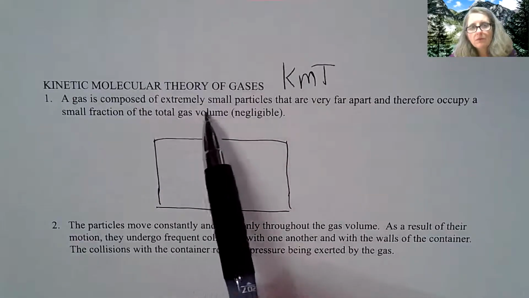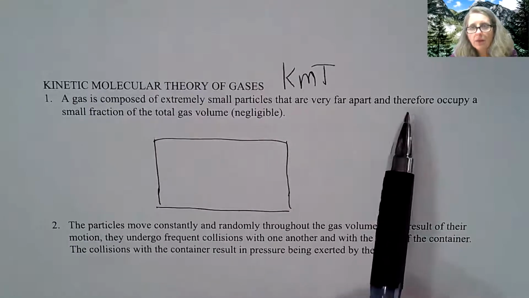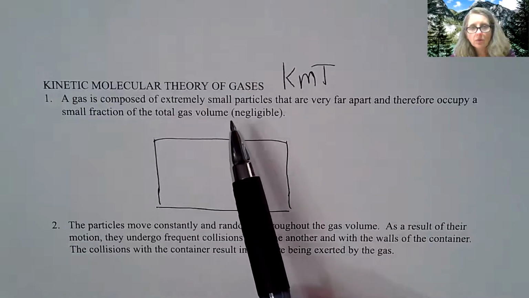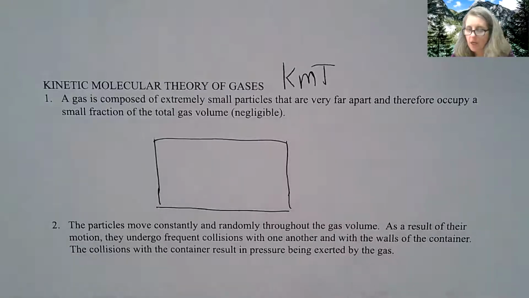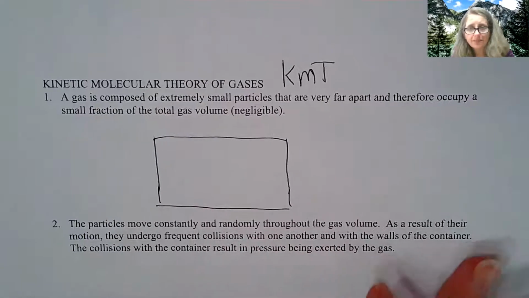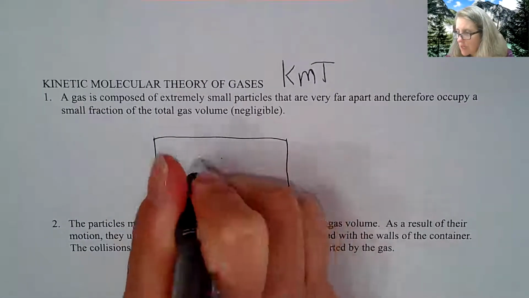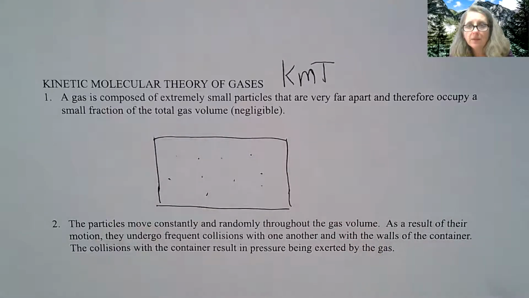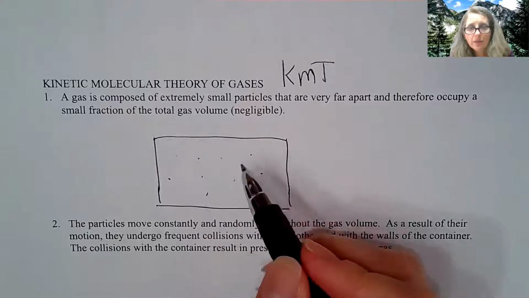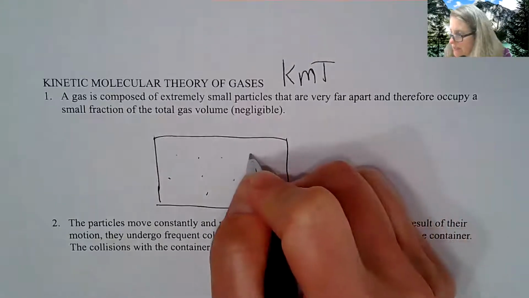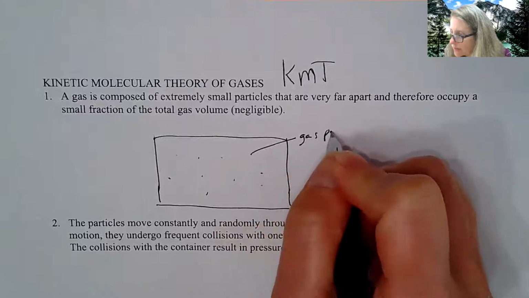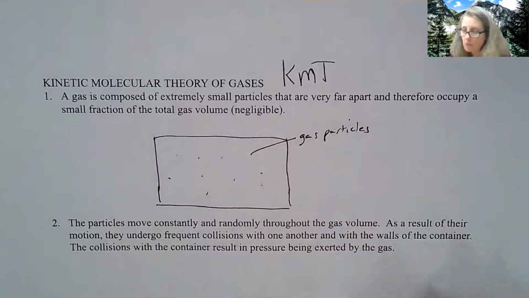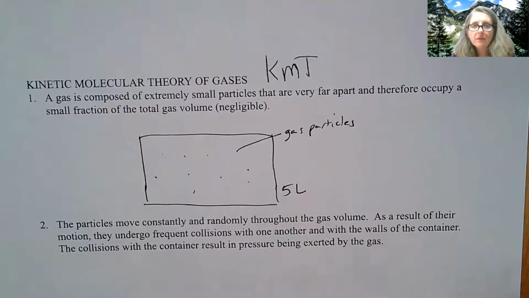So gas is composed of extremely small particles that are very far apart and therefore occupy a small fraction of the total gas volume, negligible. What this is trying to say is that the particles themselves in a container are so small that we don't account for their volume in PV equals nRT. So draw a box with a bunch of small little dots, and the dots are supposed to signify gas particles. Really, what we care about is the volume of the container. So let's say this is a 5-liter container.